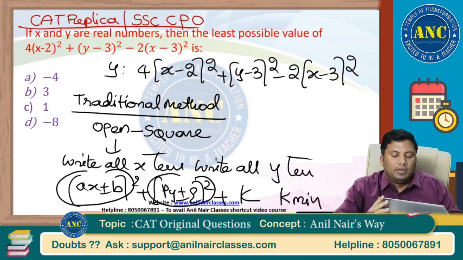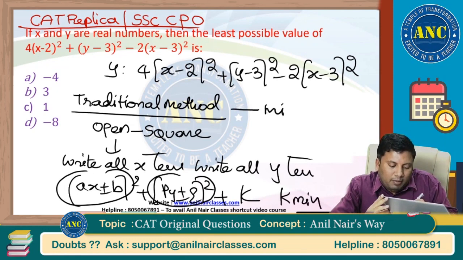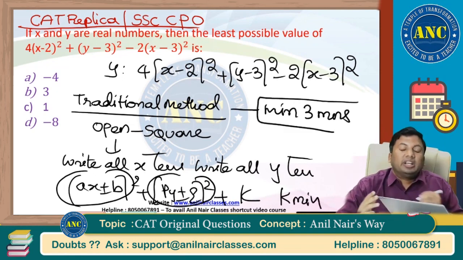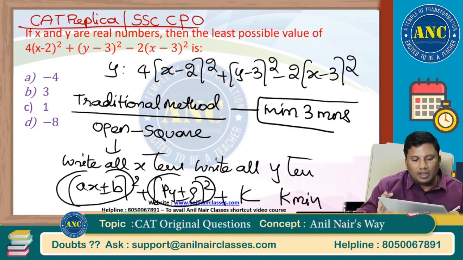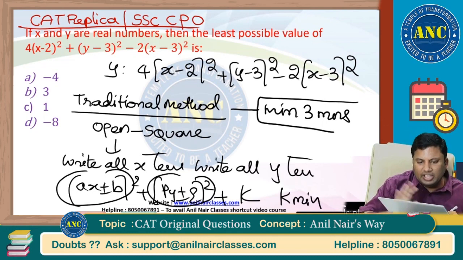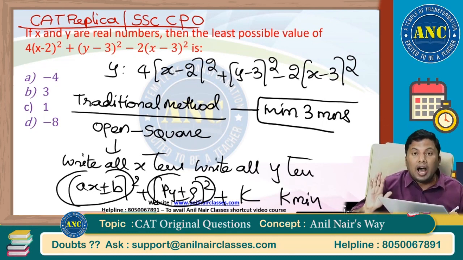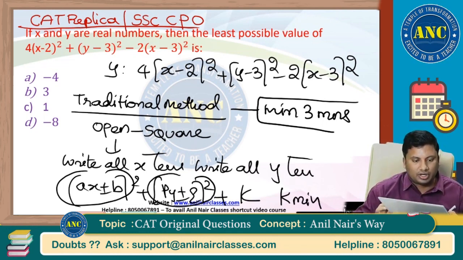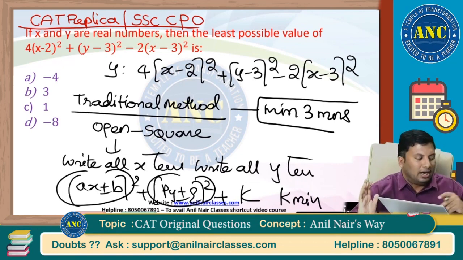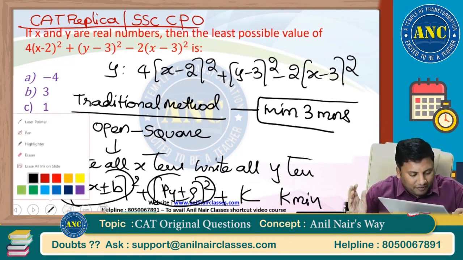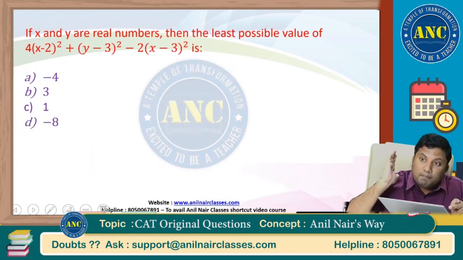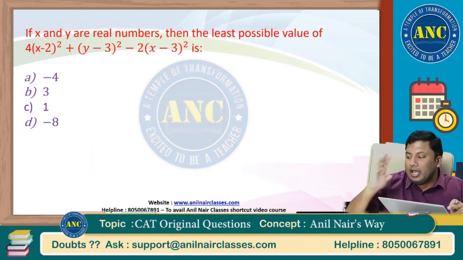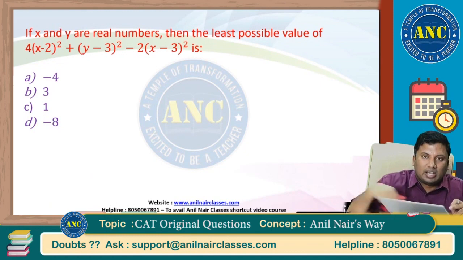K will be minimum. This will take a minimum of 3 minutes to solve this question. Try to solve it, keep a timer and cross-check. This is the traditional method of solving the question. Now Anil Nair's way of solving the question. To learn Anil Nair's way, you should definitely buy our YouTube live class course, which is a must for every student trying to crack aptitude examinations.